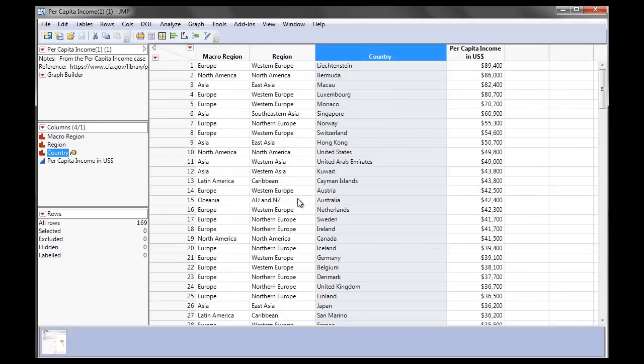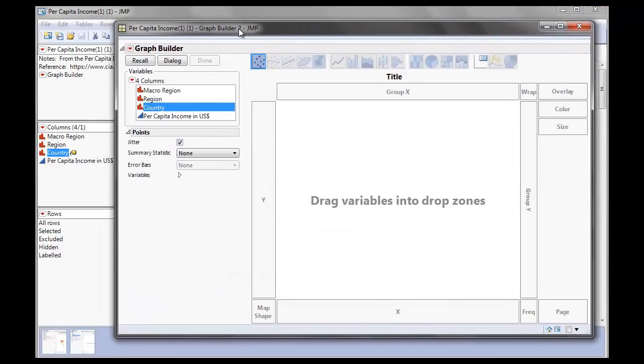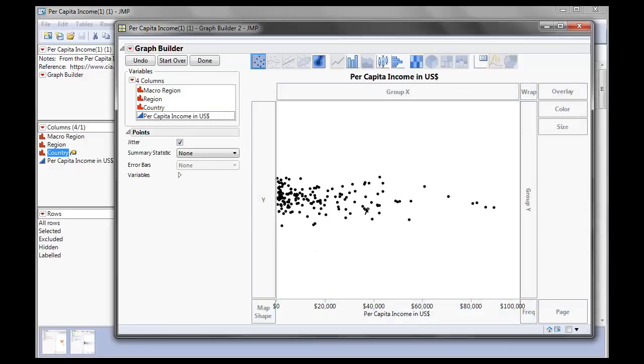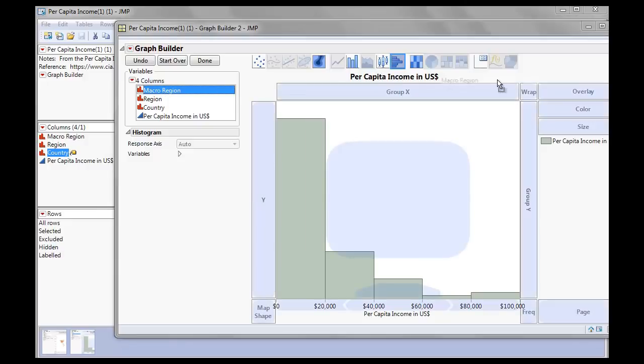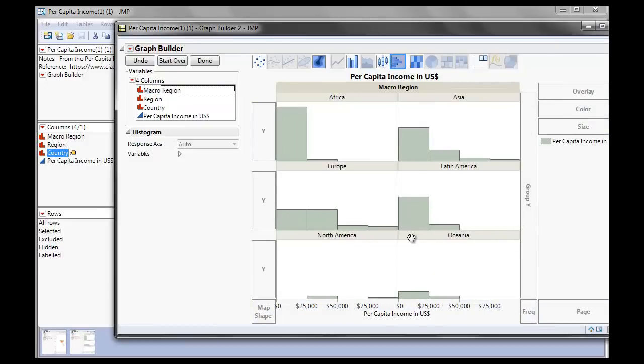Let's now look at the distribution of per capita income. Run a graph builder and drop per capita income into x-axis. Click on histogram to see the histogram distribution per capita income for the world, and then divide it per macro region. If you drop macro region into row box, we'll see histogram for each one of those 6 macro regions.